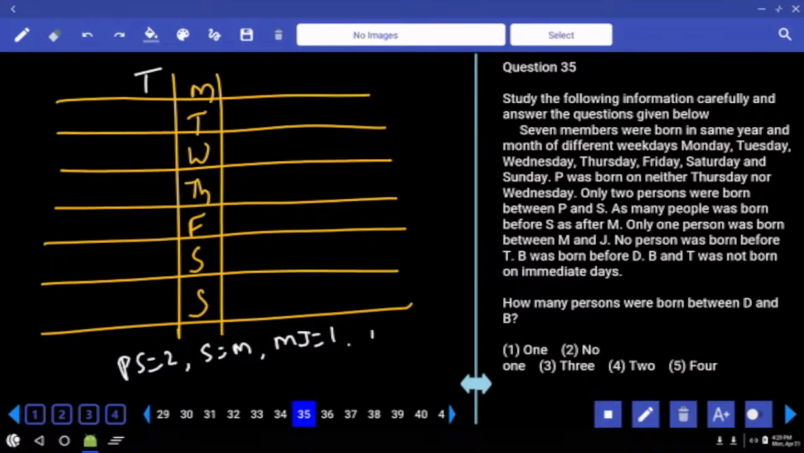And B was born before D. B is here, B was born before D. B and T were not born on immediate days. Now B and T cannot be on immediate days, so B cannot be here. Clear? Now B cannot be here. Then tell me what is the possibility we have.